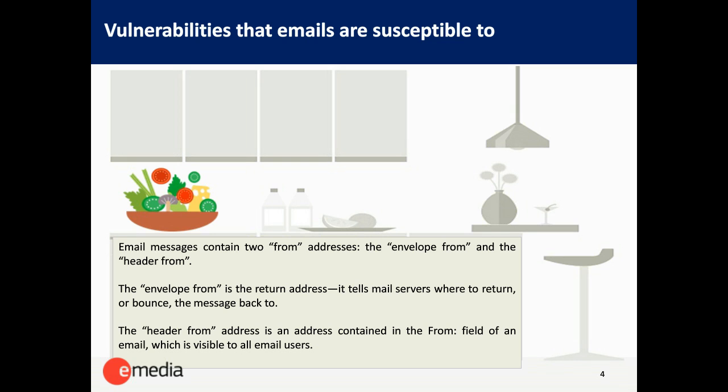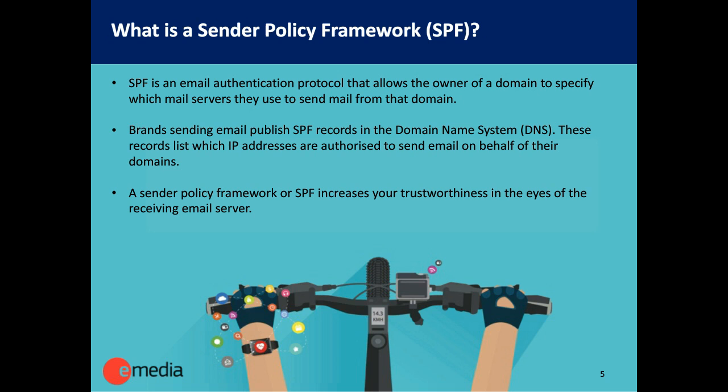That's where email authentication comes in. Right, okay. And would this be where sender policy frameworks or SPFs come into the whole situation here? I mean, what is an SPF? Oh yeah, an SPF is an email authentication protocol that allows the owner of a domain to specify which mail service they use to send mail from that domain. And how exactly do they do that? Brands sending email publish SPF records in the domain name system, the DNS. These records list which IP addresses are authorized to send emails on behalf of their domains.